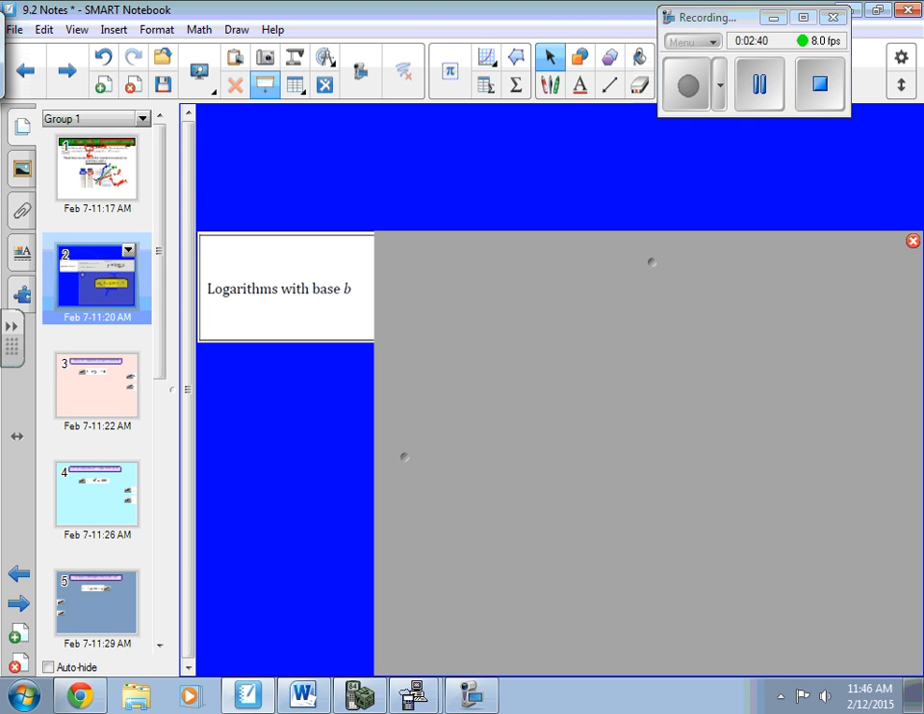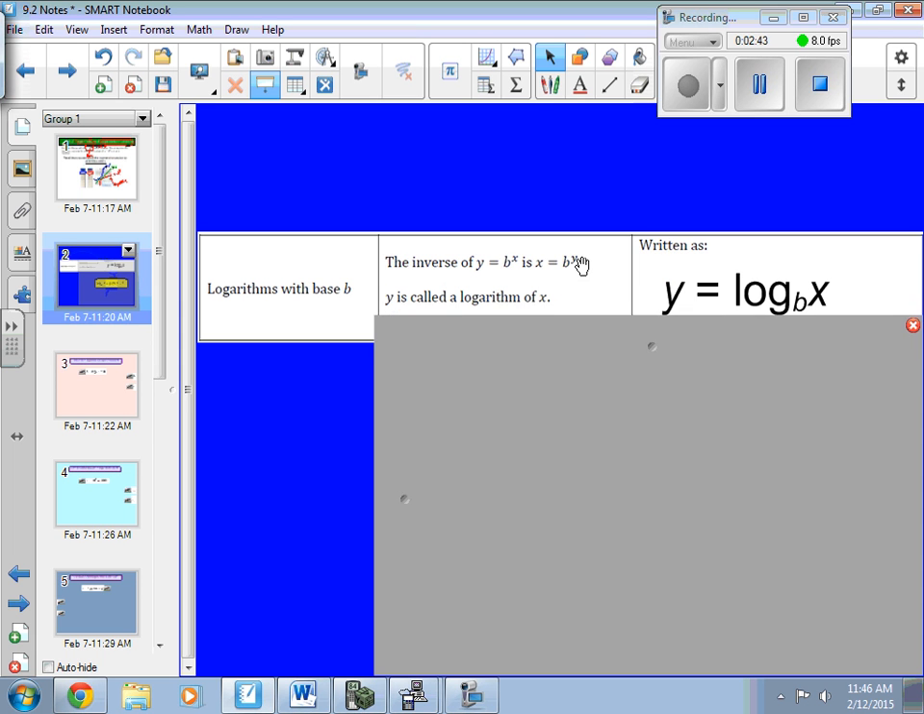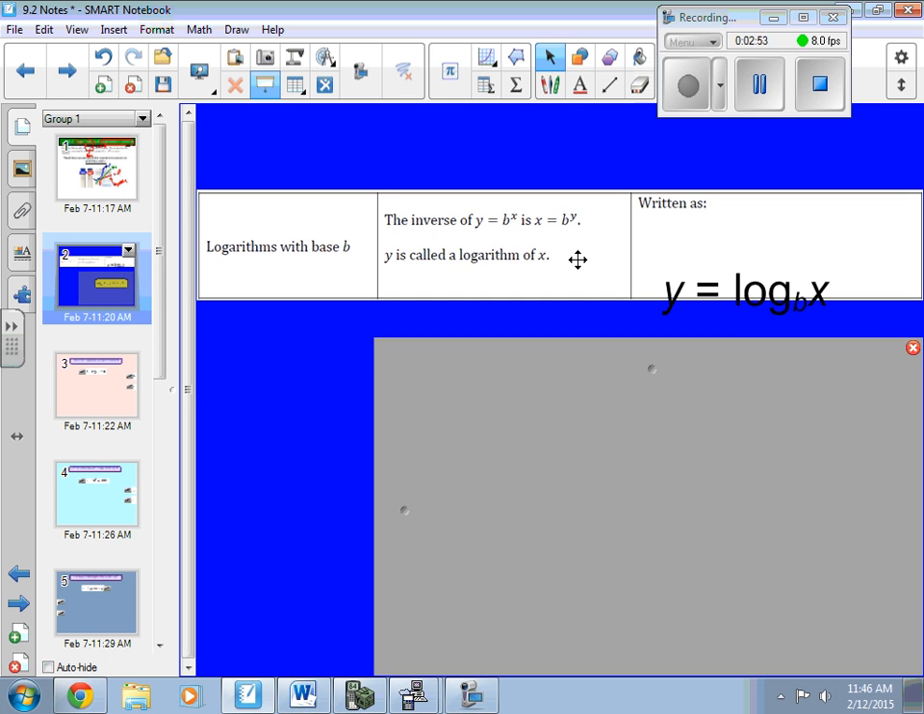So what is a logarithm? A logarithm is the inverse of y equals b to the x. That's what we looked at yesterday. So if you switch x and y, we end up with x equals b to the y power. This y is called the logarithm of x. So you get then this equation: y equals log, and log stands for logarithm. It's short for logarithm. Just kind of like when we did trigonometry, we took the word cosine and just wrote it as cos. Same with logarithm, we just abbreviate it.